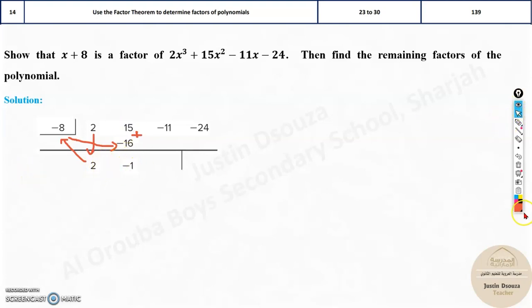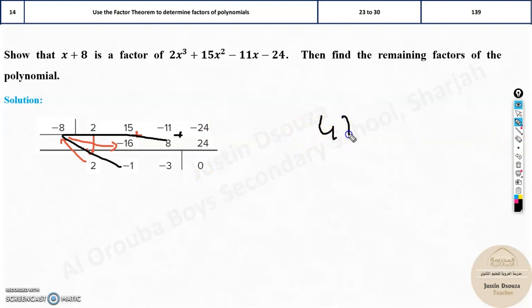Now the same procedure repeats. You need to keep on doing this. This multiplied by this. Write it over here. Add it up. And the same thing goes again. So minus 1 times minus 8 is 8. Add them up, it'll be minus 3. Write it over here. And then it goes over here. Negative 24. Negative 3 times negative 8 is positive 24. Add them up, you'll have 0. Now, how do you find it's a factor? Whenever the remainder is 0, it is a factor. If the remainder was something, then no, it is not a factor.